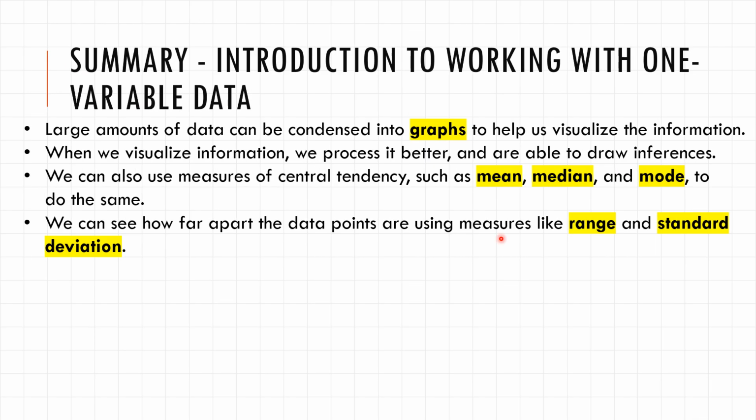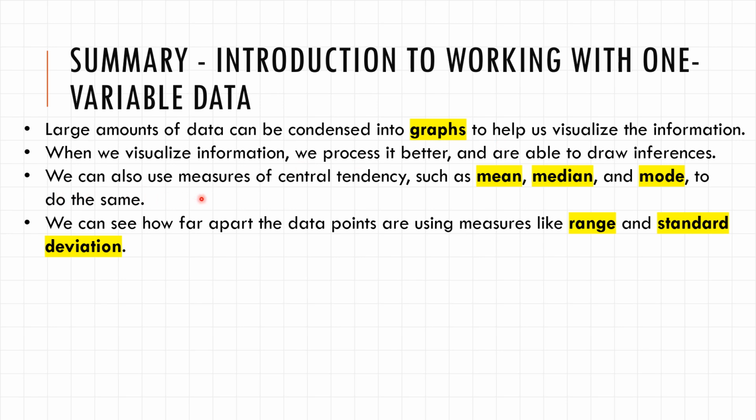And that's what we're going to be doing in this unit. We're going to be working with one variable data just like that. Large amounts of data. Now we only looked at 8 data points, but sometimes we'll have many, many more than 8. We can take that data and we can condense it into a graph, like a column or a bar graph, or even a histogram to help us visualize that information. And when we do that, we actually understand it a little bit better. We process it mentally a little bit more easily. And we're able to draw inferences. So we're able to say, what does this mean? How can we actually use this?